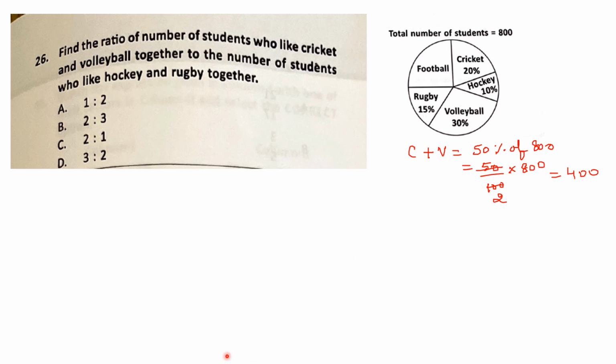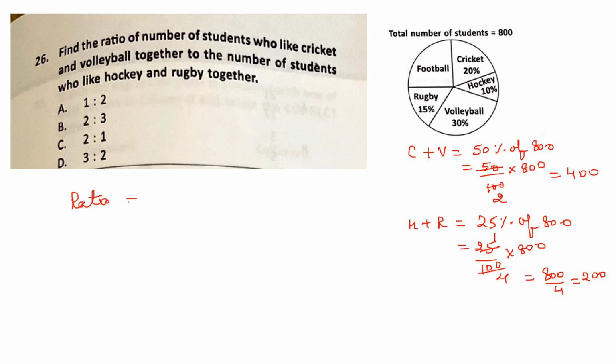25 by 100 means 1 by 4. So 1/4 of 800 will be 200. But let's find it. So hockey plus rugby is 25% of 800. So 25 by 100 into 800, 25 times 1, 25 times 4. So 800 divided by 4 will give me 200. Now you have to find the ratio. So ratio will be 400 by 200. So it will be 1, 200 times 2 is 400. So ratio is 2 is to 1. So option C.